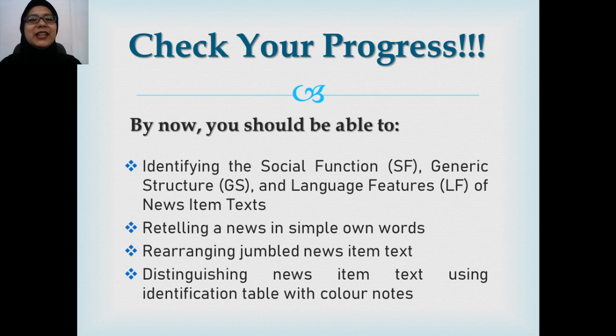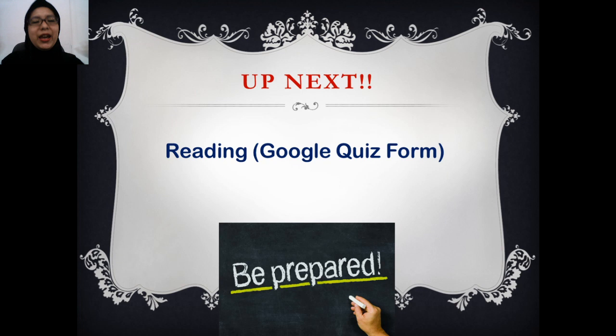Congratulations for reaching the end of this lesson. Be sure you are able to identify the social function, generic structure, and language feature of news item text with identification table and color notes. Second one, retell a news in your own simple words. Remember, 2 sentences enough for your own practice. Third one is to rearrange jumbled news item text. And then the last one, number 4, is to distinguish news item text using identification table with color notes. Okay, so that's quite everything, alright, about news item text.